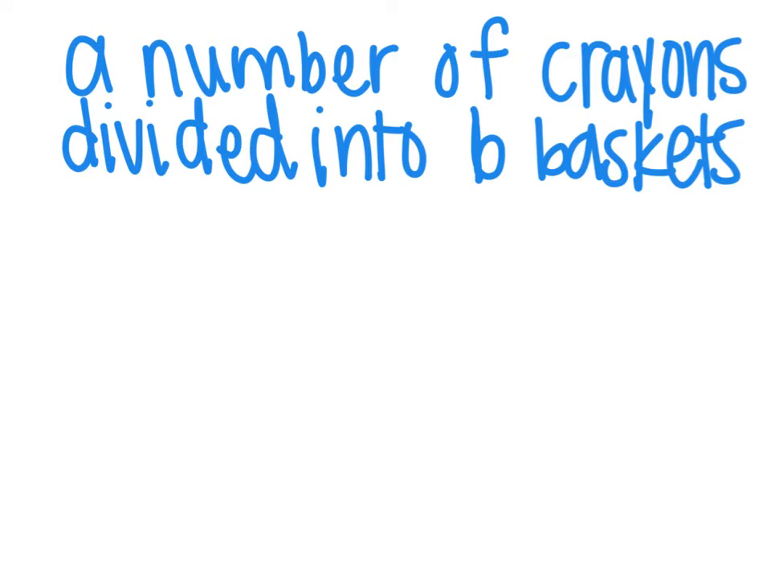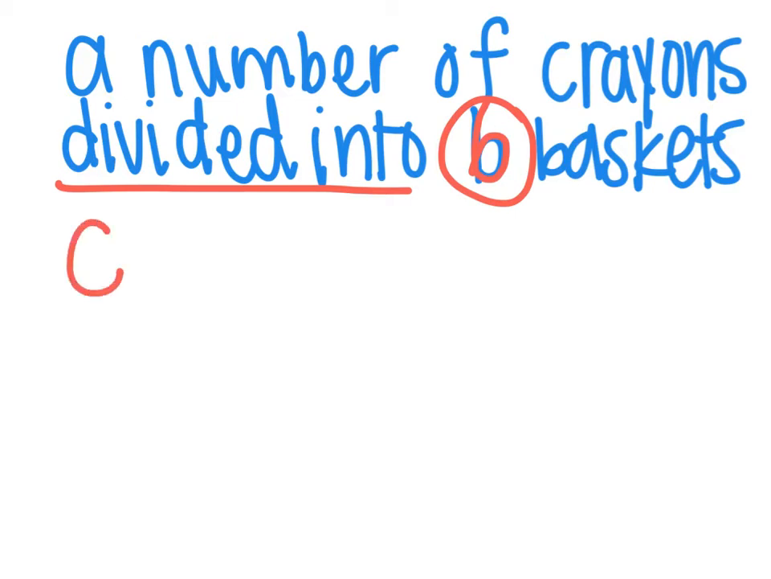In this problem, we have a number of crayons divided into, and this should say 6, not B, 6 baskets. So I have some number of crayons, I'm not sure how many, and it says divided into. I'm going to underline those words that tell me what operation I'm going to do and circle any numbers. So I have 6 and some number of crayons. I could use something like X to represent that. I'm going to go ahead and use C for crayons. And I'm taking my total unknown number of crayons, C, and I'm dividing it up into 6 different baskets.